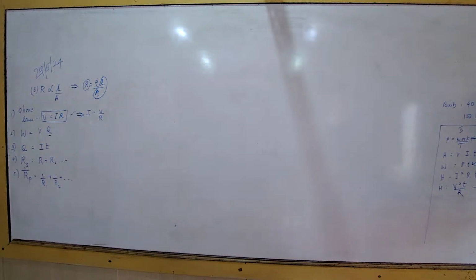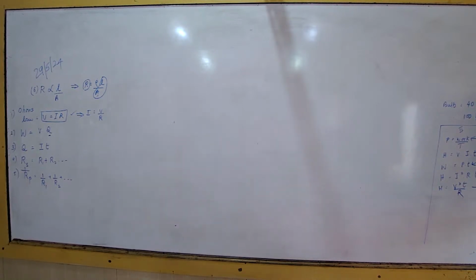Okay, I'll start it. Joule's law states that the heat produced in a resistor is directly proportional to the square of the electric current that is flowing through the resistor. It is directly proportional to the resistance, and also, third point, directly proportional to the time. Okay, so H is equal to I square RT.